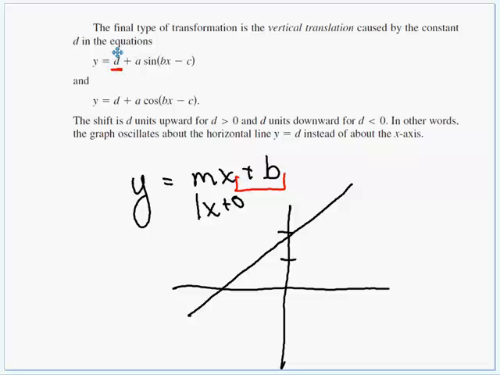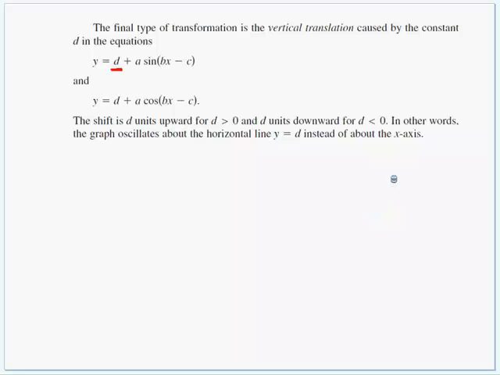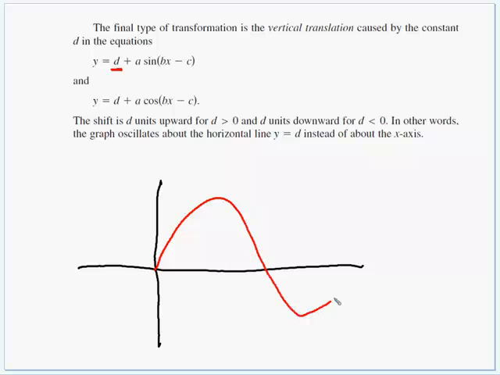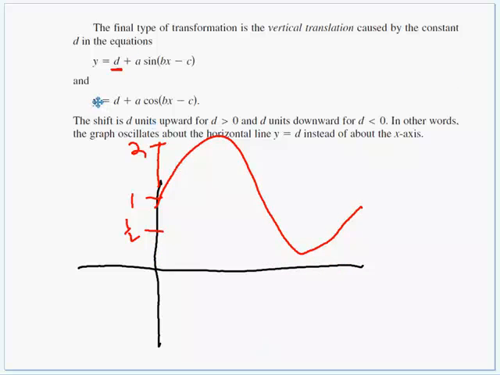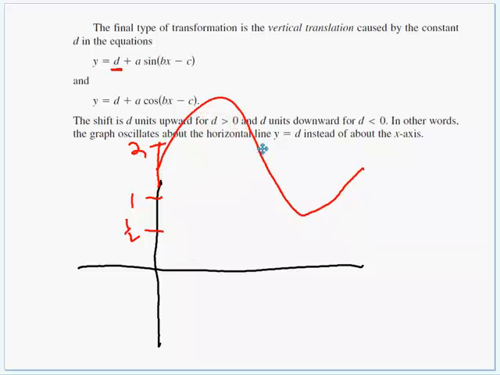This d does the same thing. It's going to take our sine or cosine wave and just move it up or down in its entirety. So a rough sketch here. Let's do a quick sine wave, something like this. And let's say on our y-axis this is 1/2, 1, and up to 2. If I put a plus 1 in front of my function, that's just going to move the whole graph up 1. If it was 2 plus sine x, it would move it up to 2.